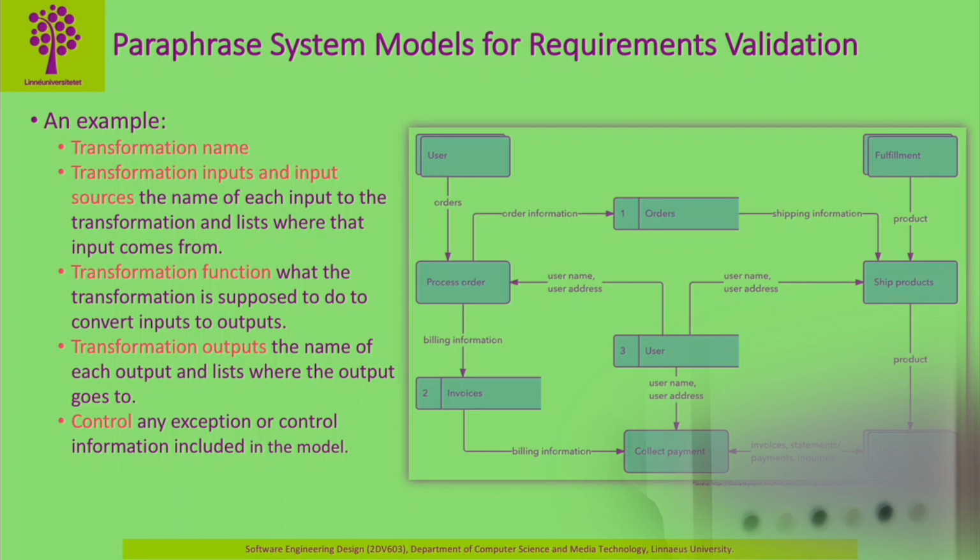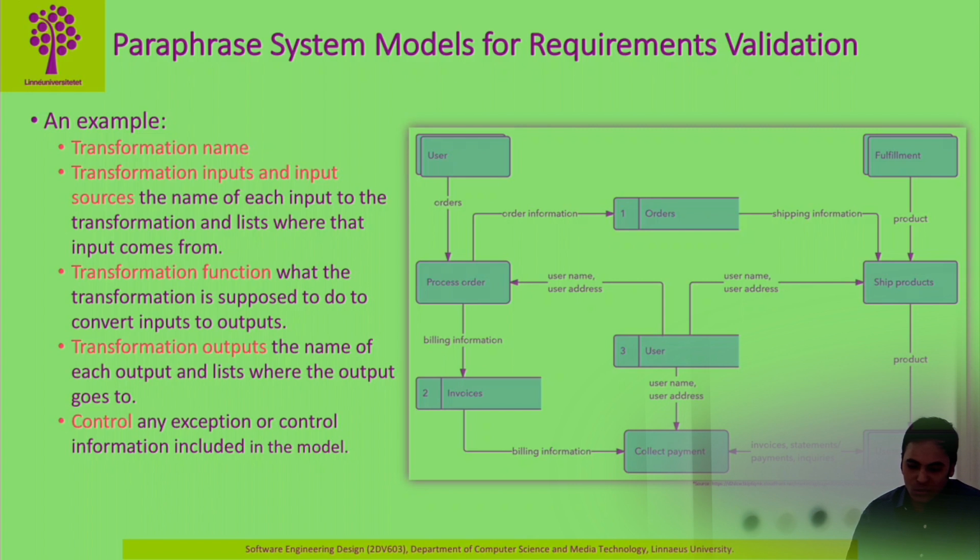One of the inputs can be billing information. Billing information is the input for invoices, but this is coming from the process order. So you need to list all the inputs and their sources. Then you also need to list all the transformation functions. For example, this process order is a transformation function. It takes the order and produces billing information. So it's doing something. And also the outputs, in the same way as inputs. What are the outputs of this process model and where are they going?